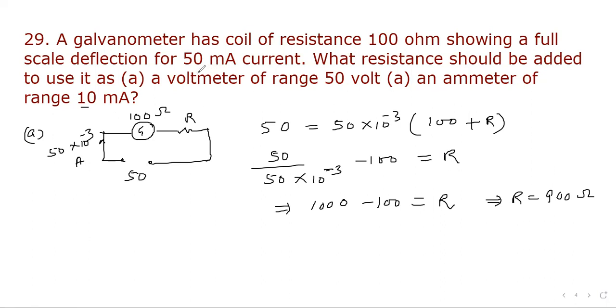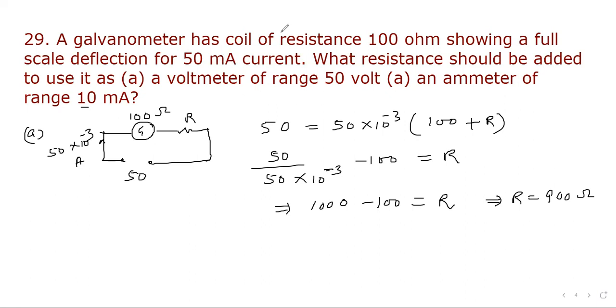So here there is something wrong in the question. Here it should have been 50 microampere in place of milliampere. So here we have to remove this term to make the question correct, because in the second case it will be difficult: the ammeter has a range of 10 milliampere, whereas the full scale deflection current is itself 50 milliampere.